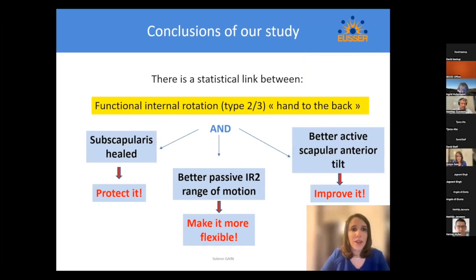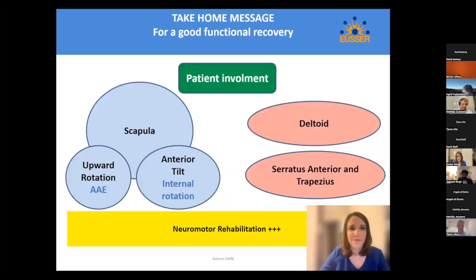In conclusion, there is a statistical link between functional internal rotation, type 2 and 3, and the subscapularis healed. We have to protect it in early phase in rehabilitation. Better passive internal rotation in position 2, we have to make it more flexible, and also a better active scapular anterior tilt, we have to improve it. For a good functional recovery, it's important to have patient involvement in rehabilitation.